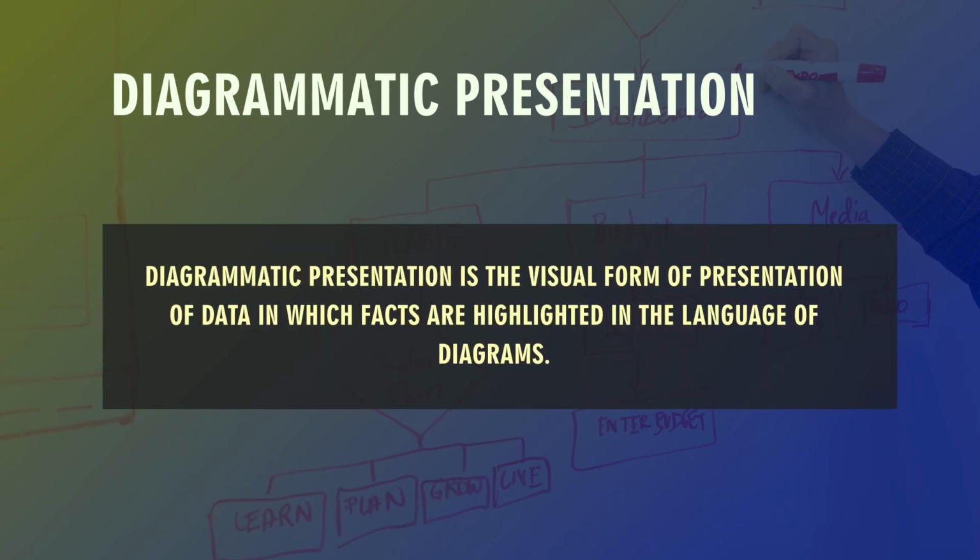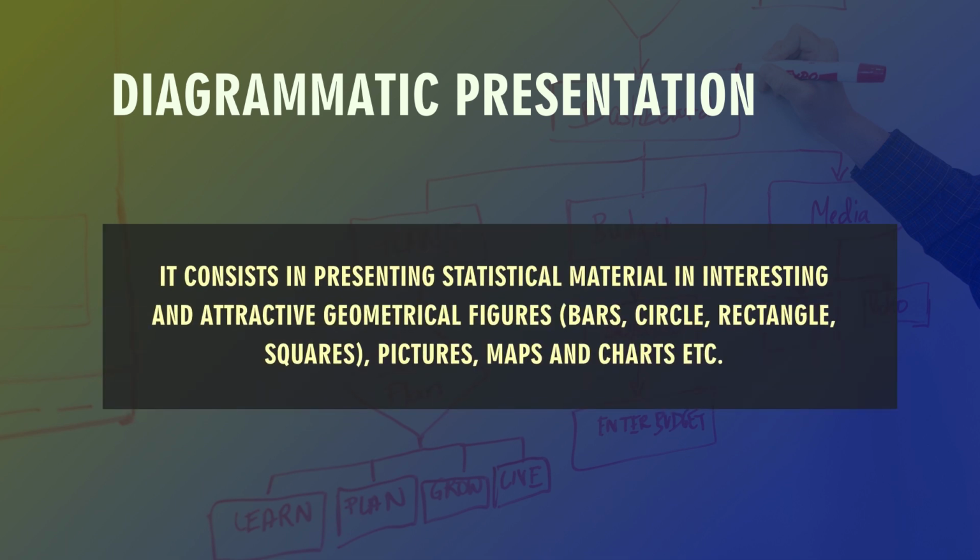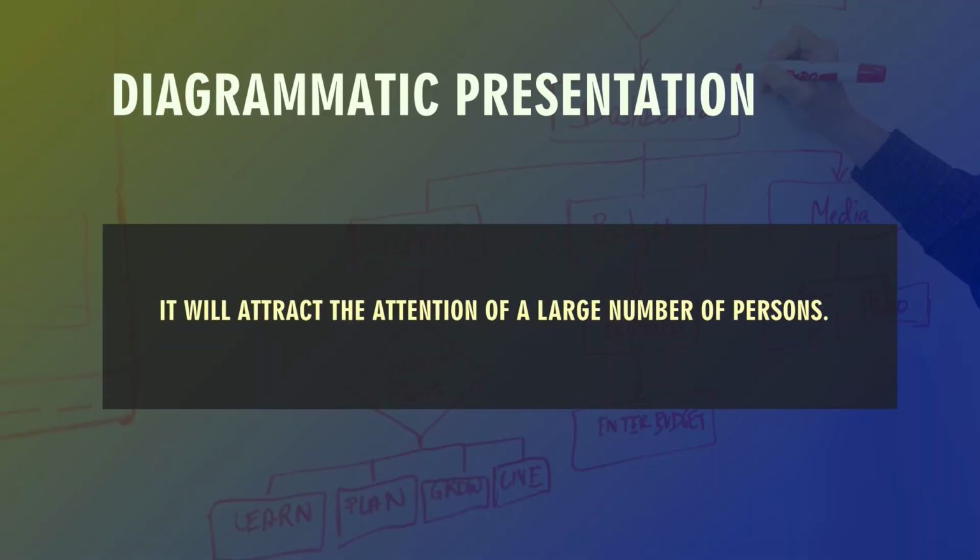When you go more into the depth of diagrammatic presentation, you will find that it is the visual form of presentation of data in which facts are highlighted in the language of diagrams. It consists in presenting statistical material in interesting and attractive geometrical figures, such as bars, circles, rectangles, squares, pictures, maps and charts. Gradually, when we move into this session, you will find how these dimensions of diagrams change and are visualized, whether one dimensional, two dimensional or three dimensional. It will attract the attention of a large number of persons.